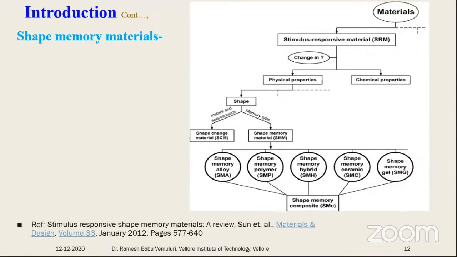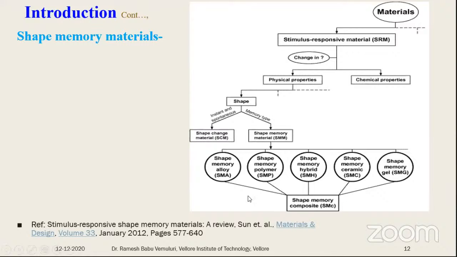Then next is shape memory materials. We have various classifications of shape memory materials. The stimulus responsive materials, so-called physical properties, can be remembered, like it is a memory type, and another one is called instant and spontaneous type. So this is called shape change materials. And memory type is called the shape memory materials.